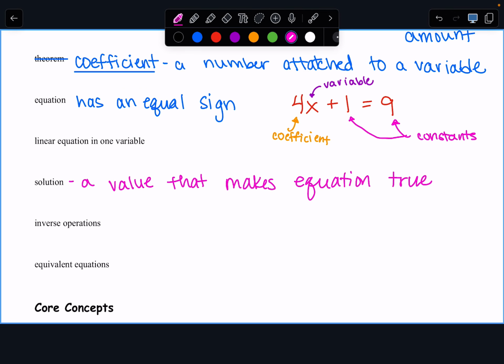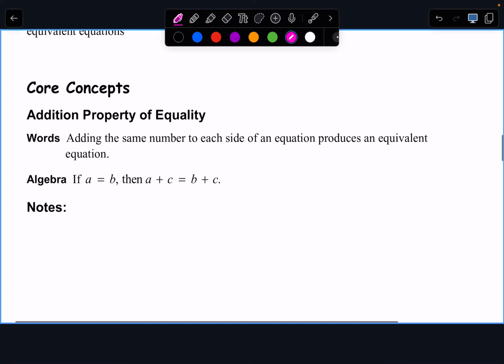So let's just talk about some rules that we have in math, okay? We can't just do whatever we want. We have to follow the rules. This is why I like math. Okay? It is totally legal to add the same thing to both sides of the equation. So if I have A equals B, it is mathematically equivalent to say A plus C equals B plus C. We just added C to both sides of the equation.